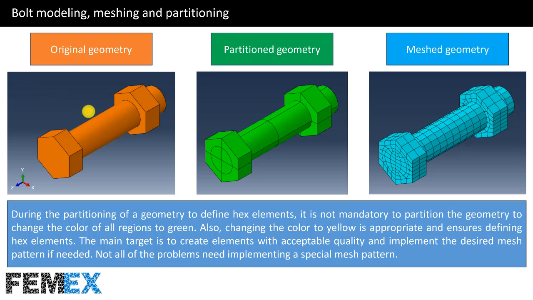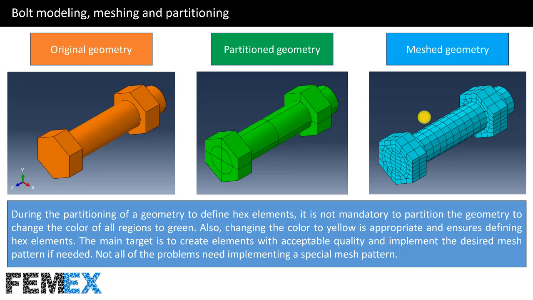Here we have the original geometry, which due to its complexity, its color is orange. And then by conducting appropriate partitions, the color is changed to green. And finally, I have created hex elements or hexahedral elements on the bolt.